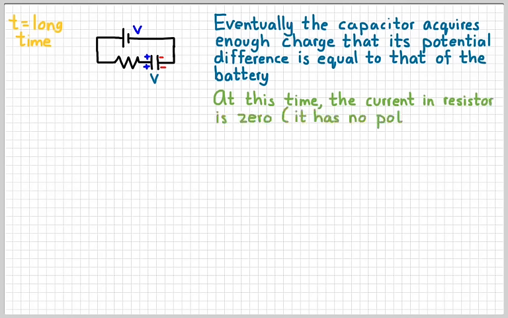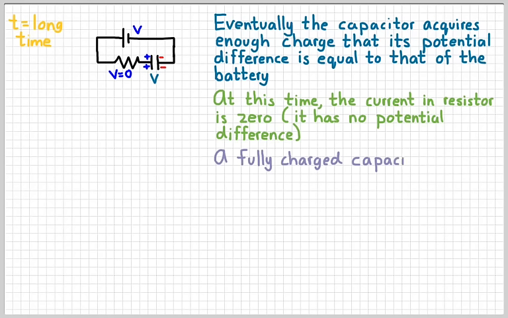Remember Kirchhoff's loop rule. As we go around the circuit, the voltages all have to add up to 0. So we have positive V, and then as we go the other way, we've got V with the opposite polarity. What that does is cause the voltage across the resistor to be 0. When that potential difference across the resistor is 0, it's no longer going to allow any charge to flow through it.